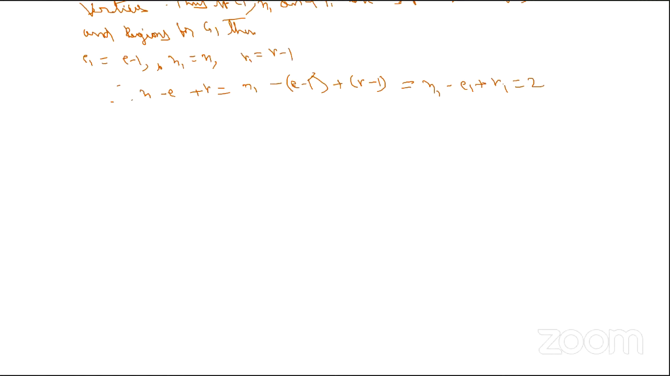So therefore, N minus E plus R equal to 2 by induction. The result follows by PMI, the principle of mathematical induction. Hence the result follows.